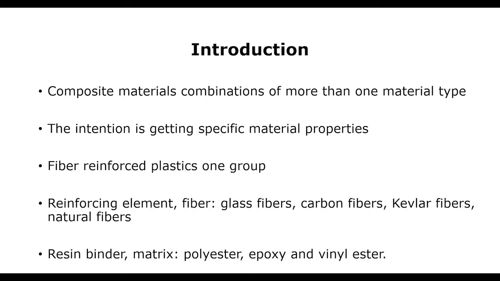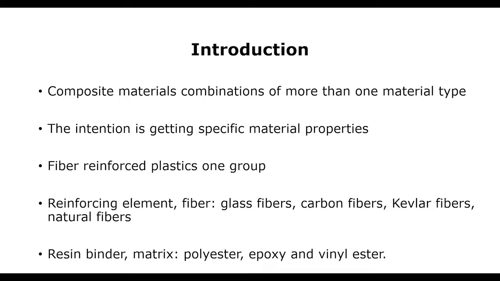So when I come to the introduction, it's about composite materials. Composite materials are a combination of more than one type of material. So always when we are talking about composite materials, we are saying the combination is a minimum of 2 materials. The intention is getting a specific property which we cannot get from pure materials. These are relatively newer versions of engineering materials compared to other material types such as pure metals and alloys.